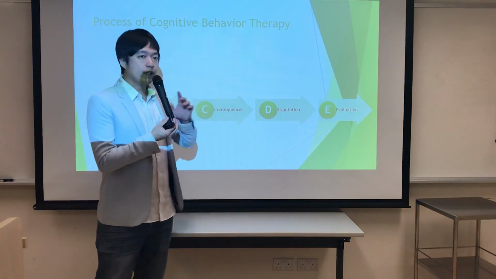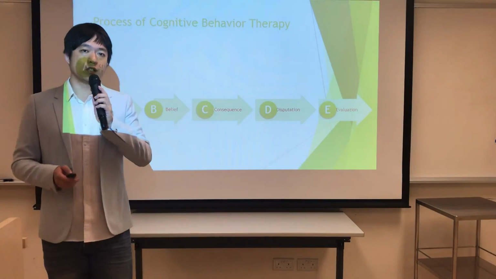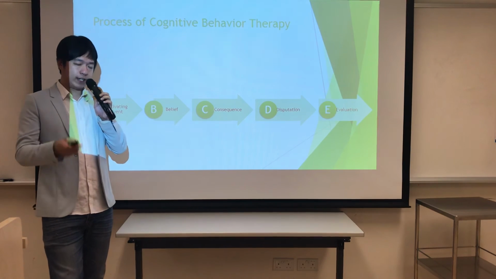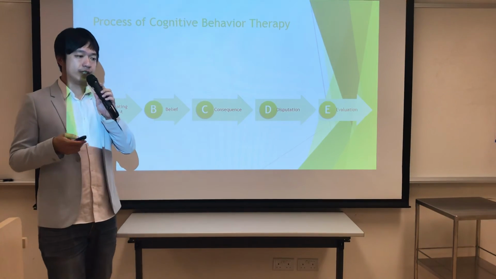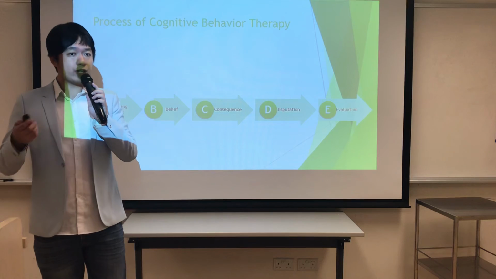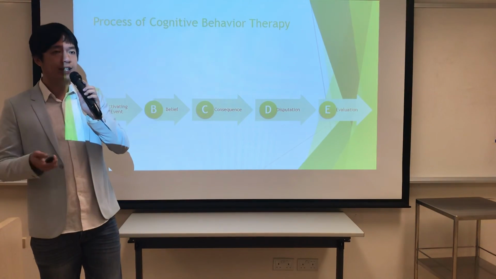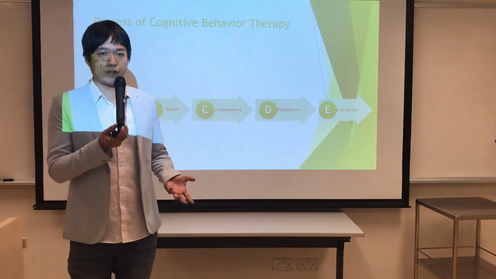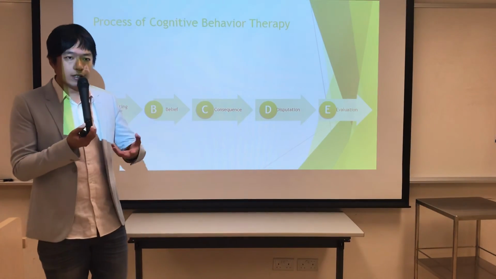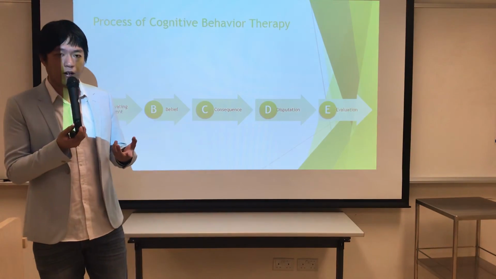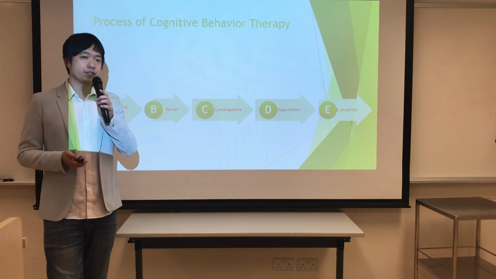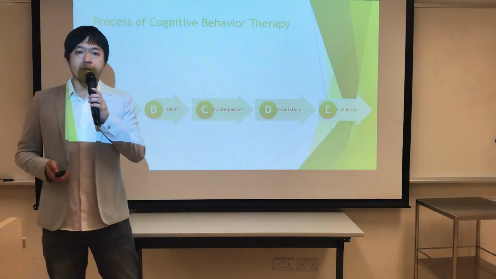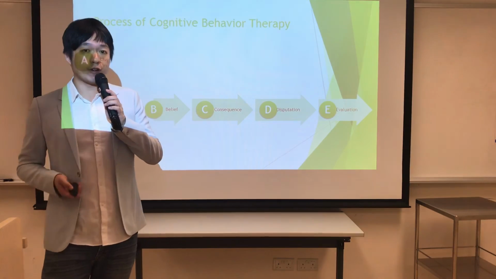The next thing will be to help the patients dispute whether the belief system is scientific, realistic, and functional. If the patients can identify and realize that their belief system is distorted or malfunctioning, then they are more likely to rebuild a more healthy, functional belief system, and then the symptoms will diminish. Finally, we will evaluate the therapeutic process with the patients.